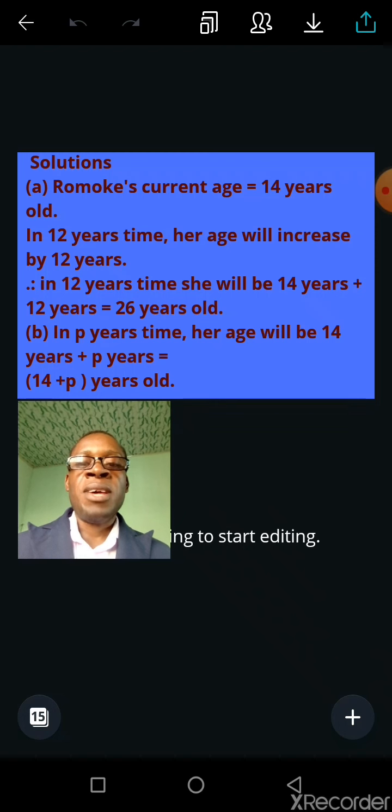B. Here there is an alphabet. There is no number. It is only 1, that is 14. Then we have P. So we are going to apply the same method above, but we are not going to write a number. We are going to replace it with P. In P years' time, her age will be 14 years plus P years, which is equal to bracket open 14 plus P bracket close years old.